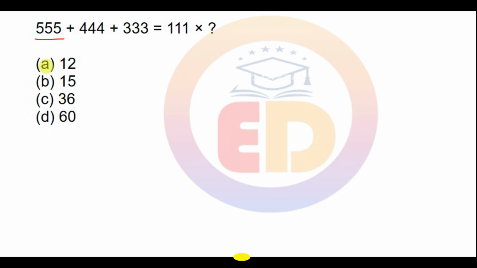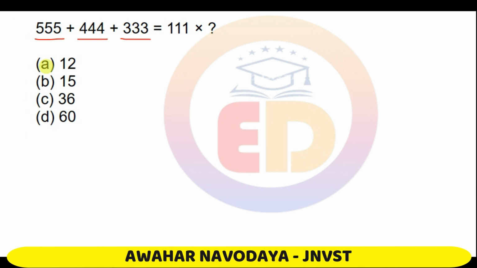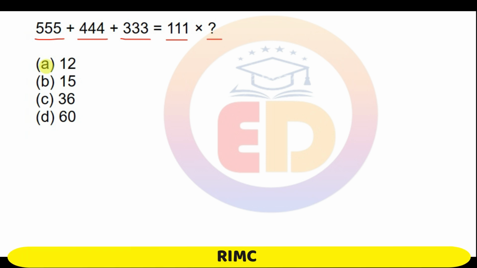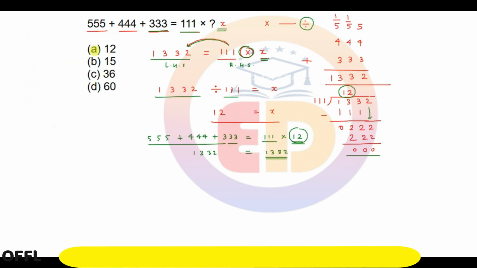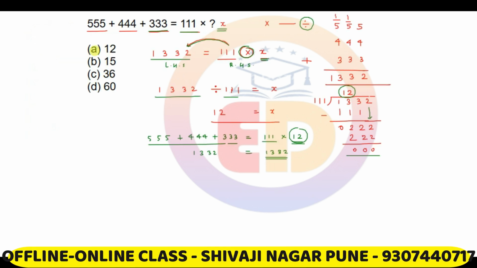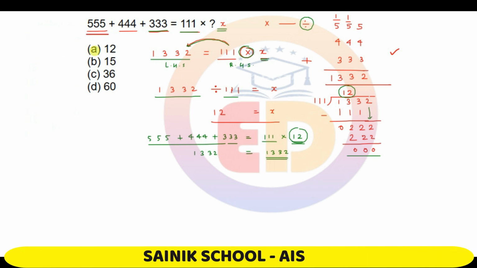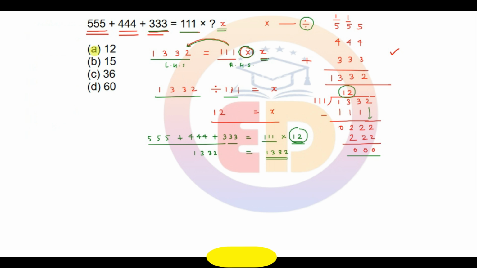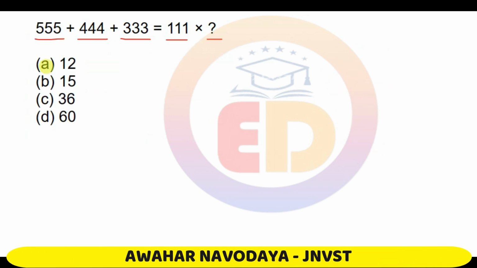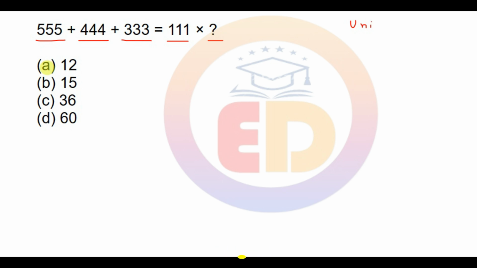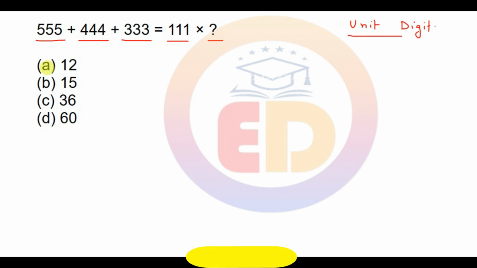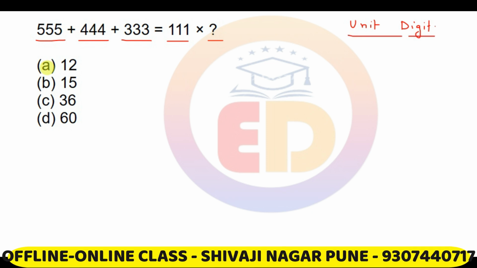555 plus 444 plus 333 equals 111 multiplied by question mark. Now, using the direct approach, it will be a very lengthy question because first you have to add all three numbers. Then you have to divide it by 111, which will be actually very time consuming in the real exam. An alternative approach for this question will be using the unit digit. Let us see how we can find the answer using the unit digit approach.